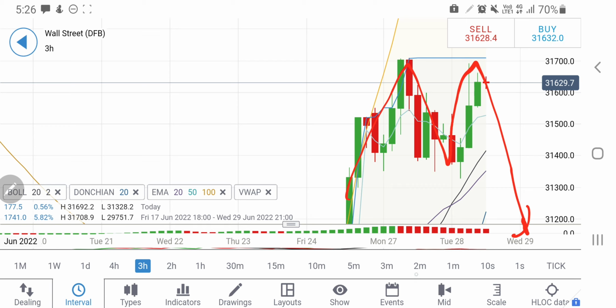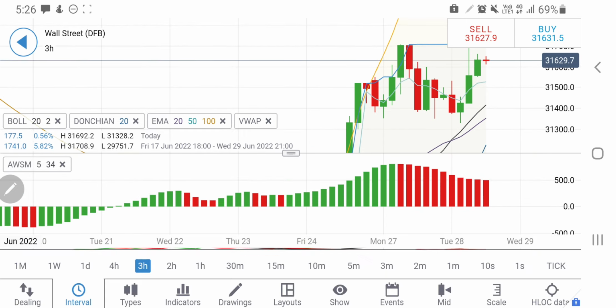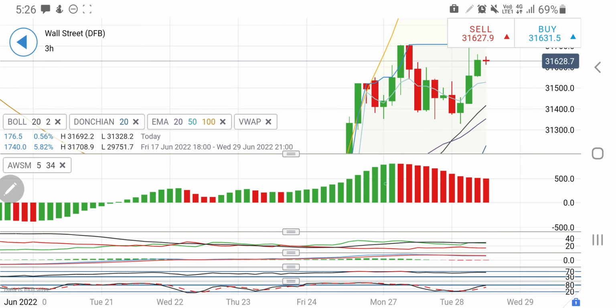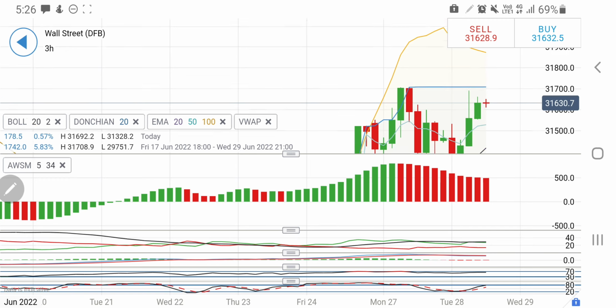If it breaks out beyond 31,700, there is going to be a strong bullishness which may try to take it towards 31,840, and 32,000 levels can also be seen. The oscillator there is trading, giving the greener part of the oscillation.